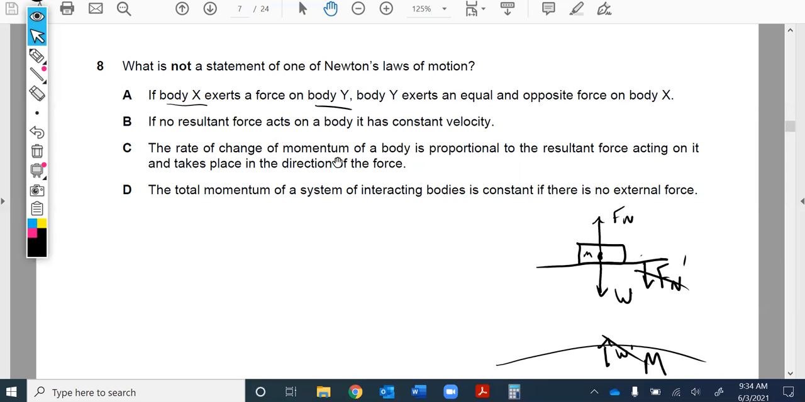C is the second law, right? That says force is the rate of change of momentum. And D is just a statement of the law of conservation of momentum, which I think falls out as a consequence of this, or maybe that was used to derive one of the other ones. Read Newton's Principia and make it more clear to yourself. But choice D is the correct answer to this question. It's not one of Newton's laws of motion.